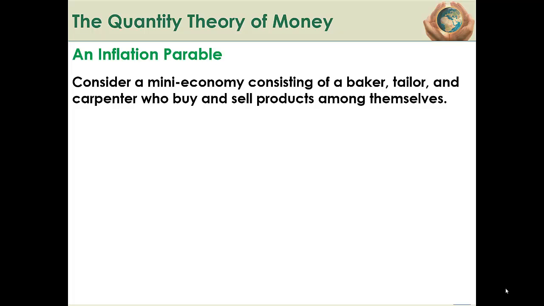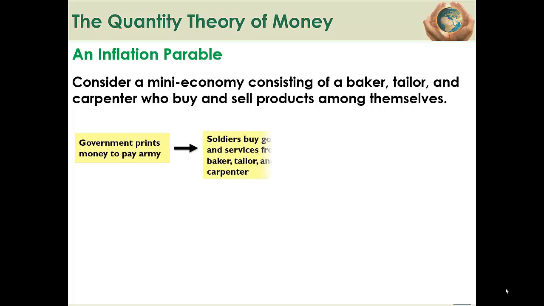Consider a small economy consisting of a baker, a tailor, and a carpenter, who all buy and sell products among themselves. The government decides that it's going to print more money to pay its army. So instead of raising taxes, the government decides we'll just print money and pay our soldiers that way. The soldiers take that money and they go and visit the baker, the tailor, and the carpenter, and they walk in with all their money and start buying more goods from these merchants.